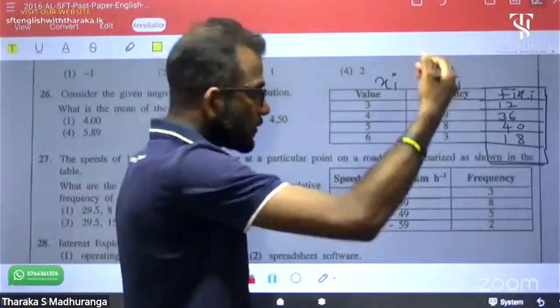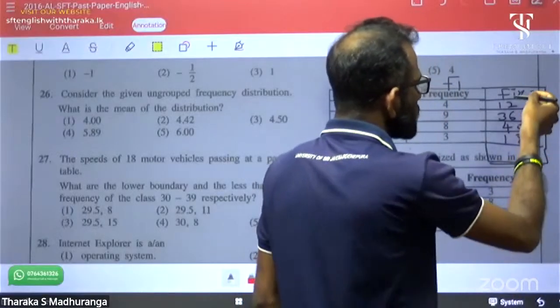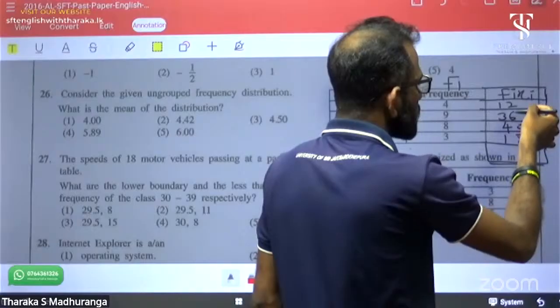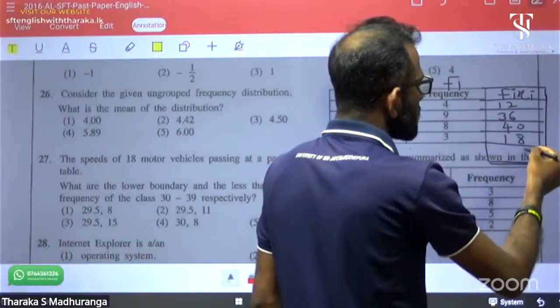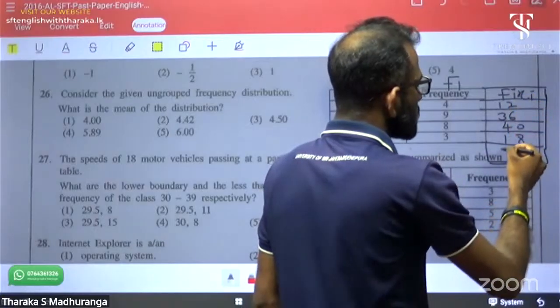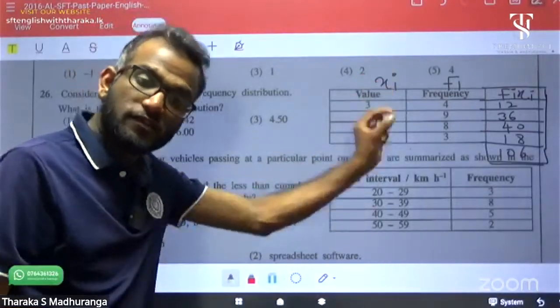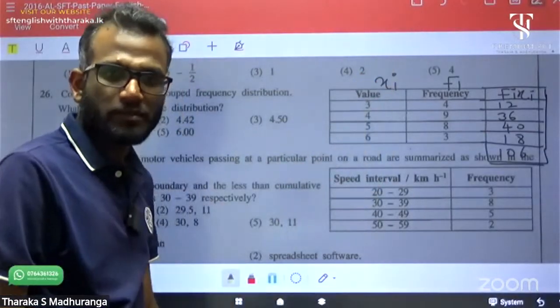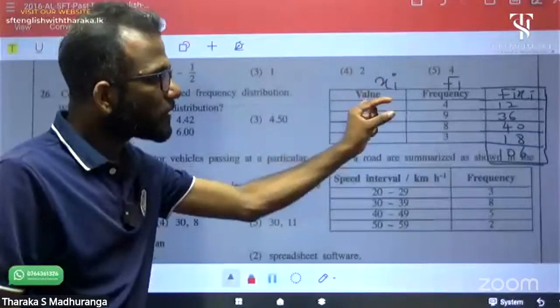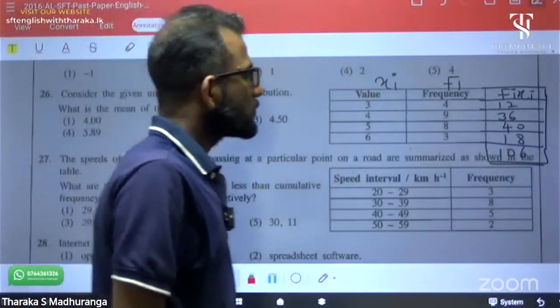Now you can get the summation of fi xi. 12 plus 38, plus 8, 6, 2, 5, 9, that is 106, right? 106 is the summation of the fi xi column.